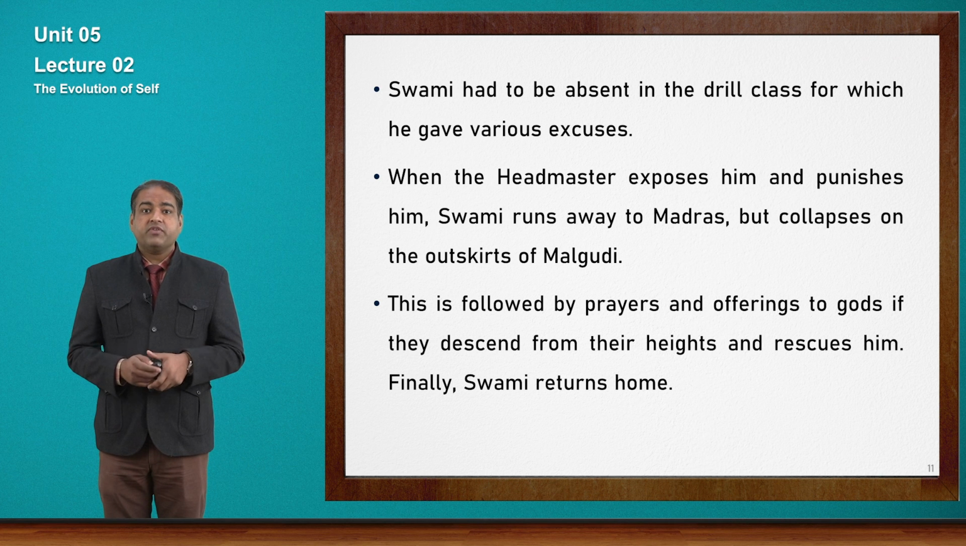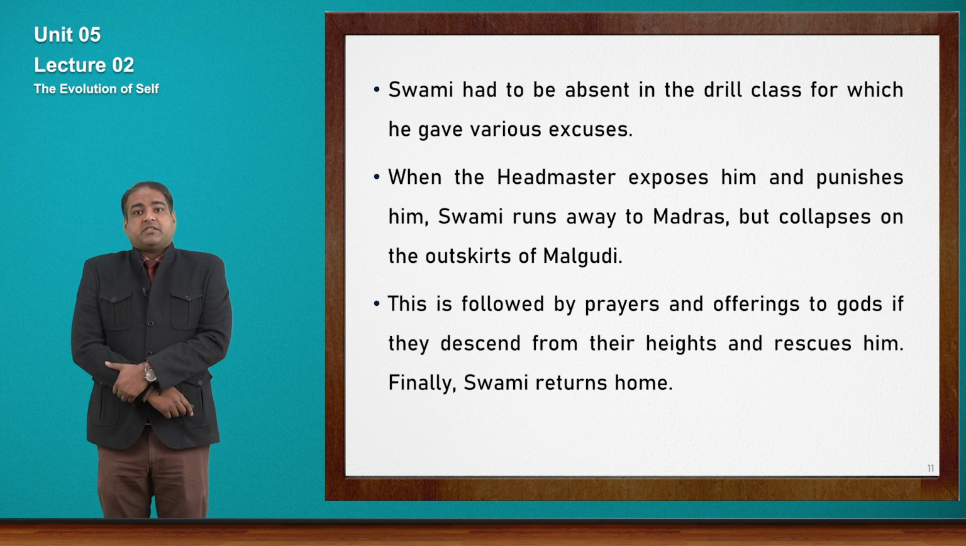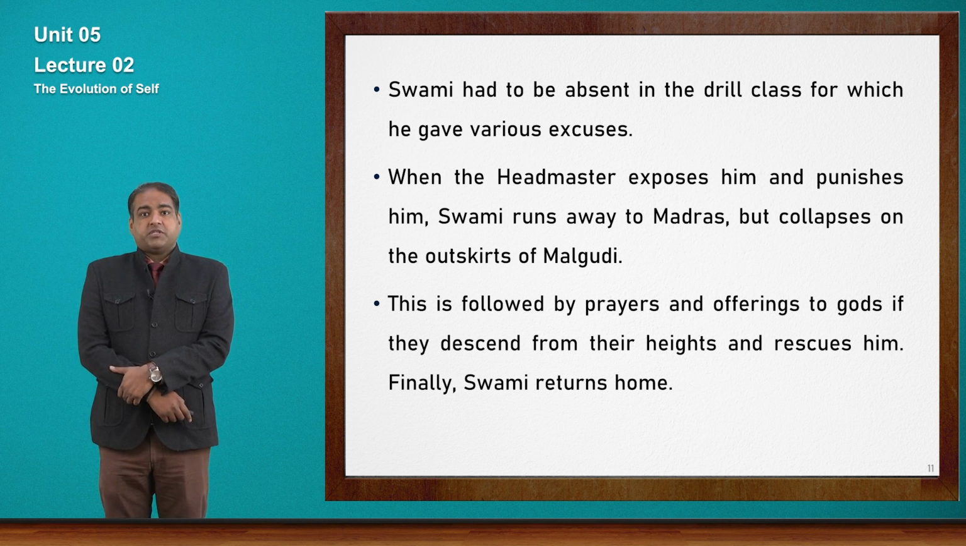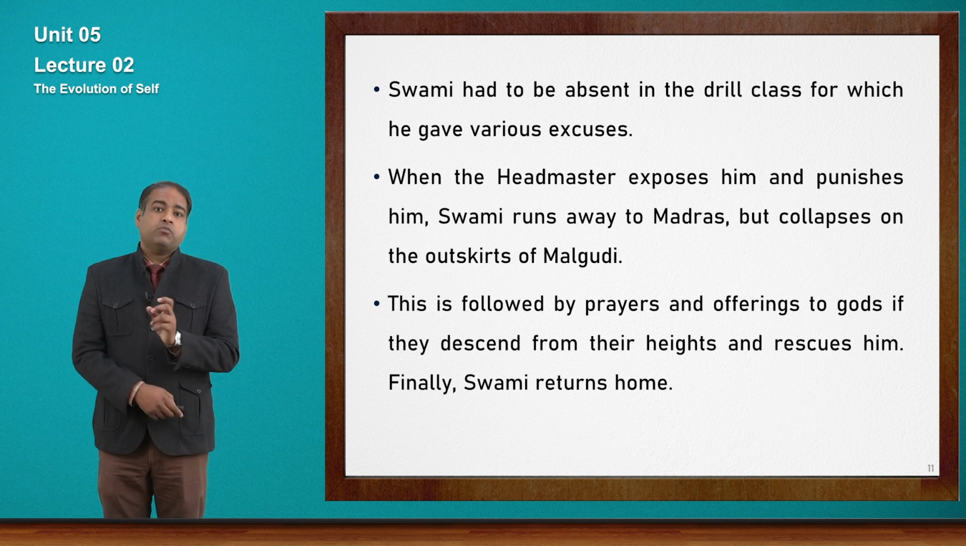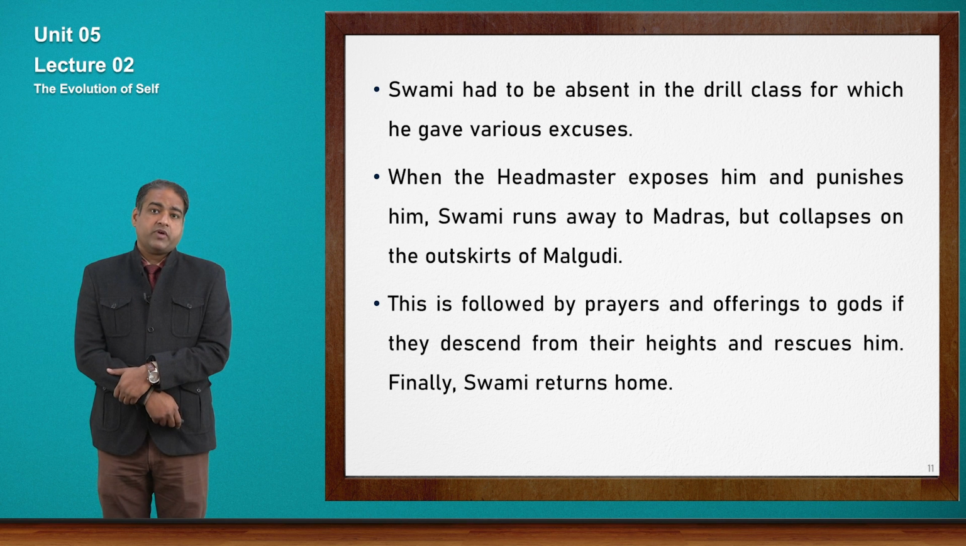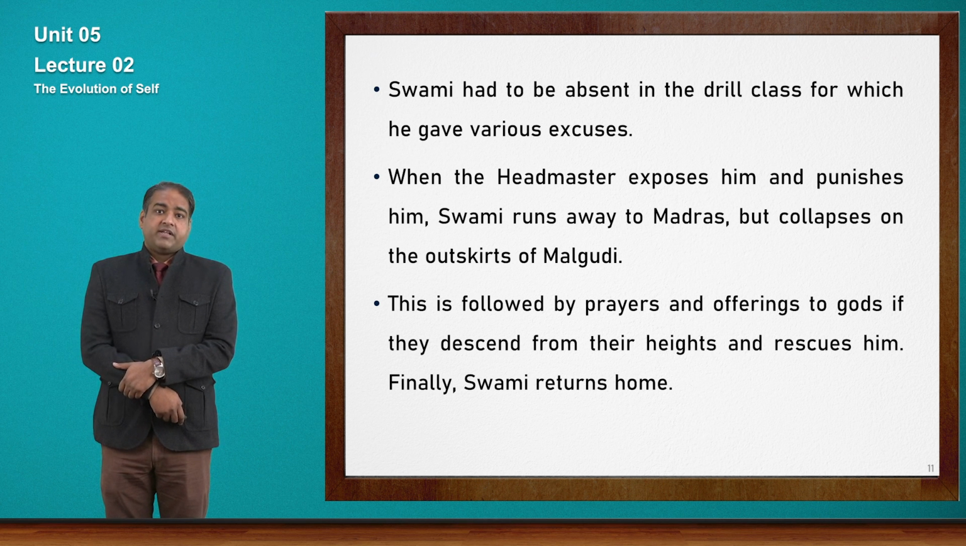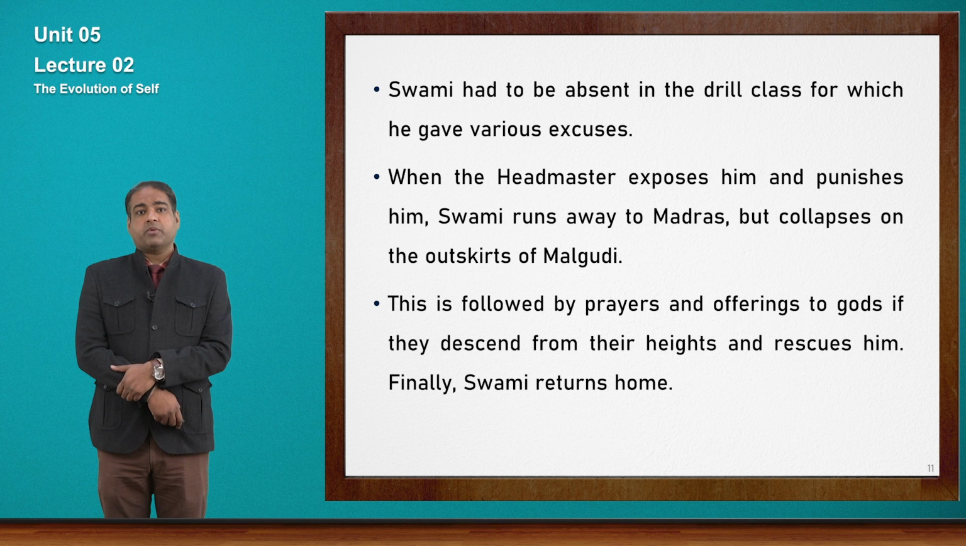So Swami was giving various excuses to Rajam, but Rajam was not in a mood to listen to all those things. When the headmaster exposes him and punishes him, Swami runs away to Madras but collapses on the outskirts of Malgudi. There is one more incident, friends, in the novel. In that incident, the headmaster of Swaminathan's school exposes Swaminathan and punishes him.